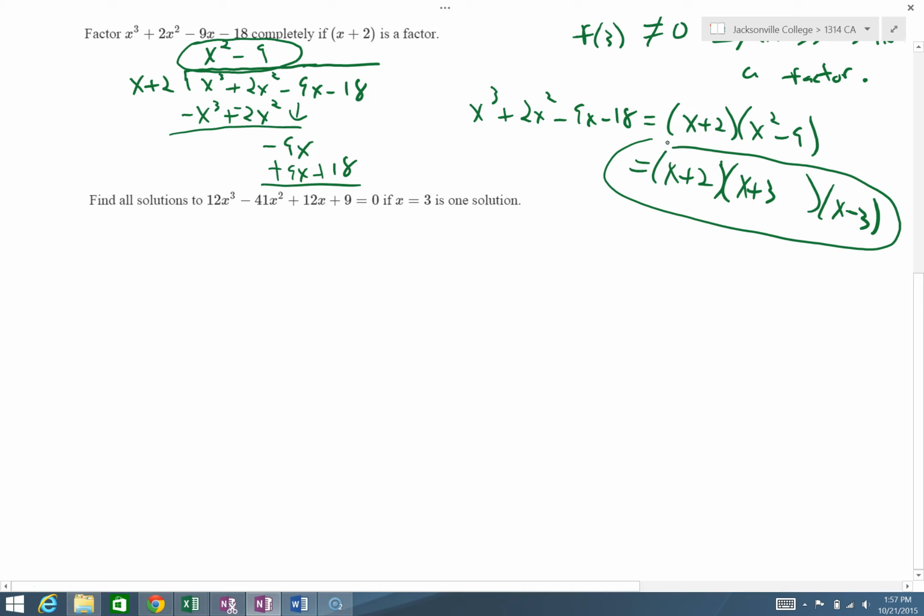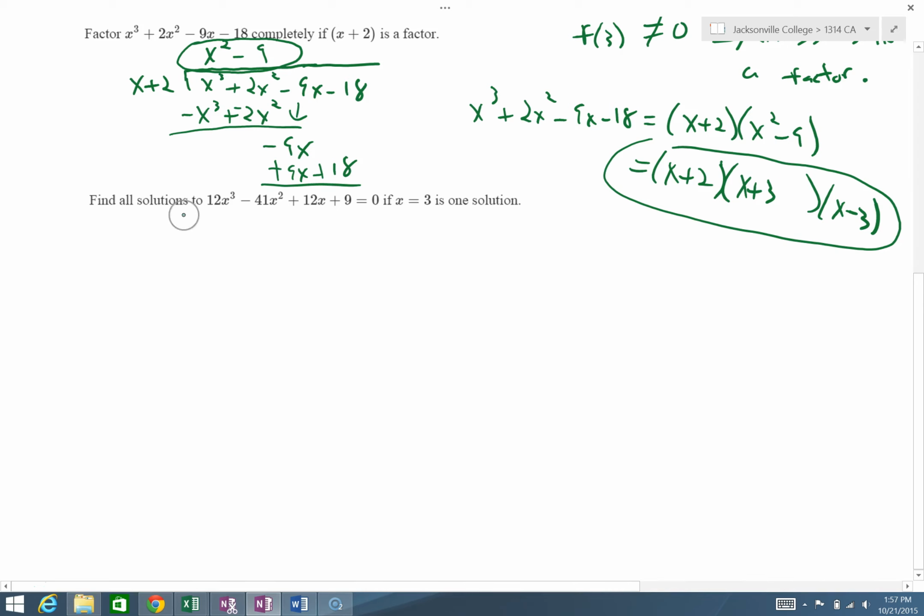All right. So if they give us one of the factors, we simply divide our polynomial by that factor to find this other polynomial factor. And if it can be factored some more, we do so. All right.